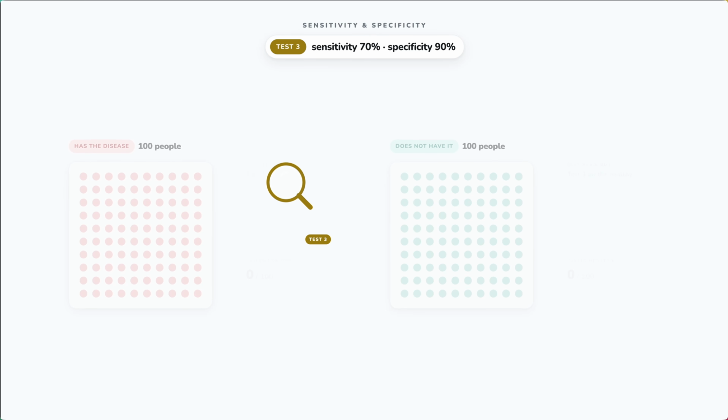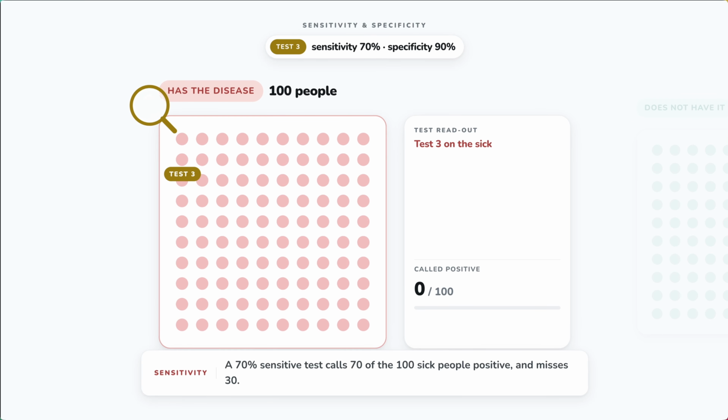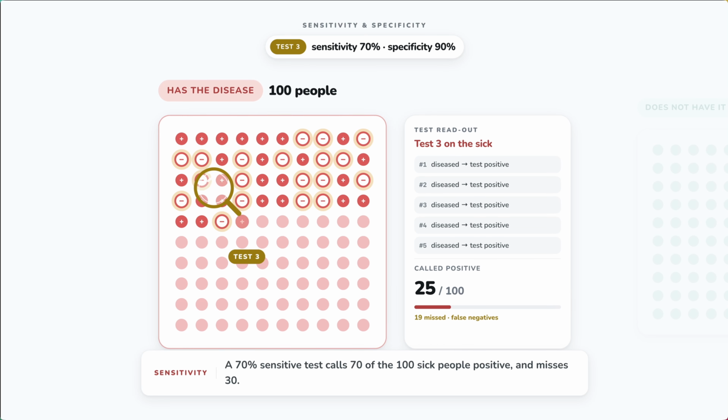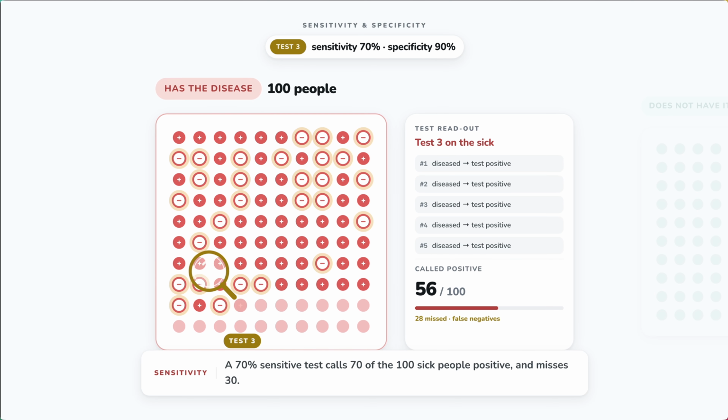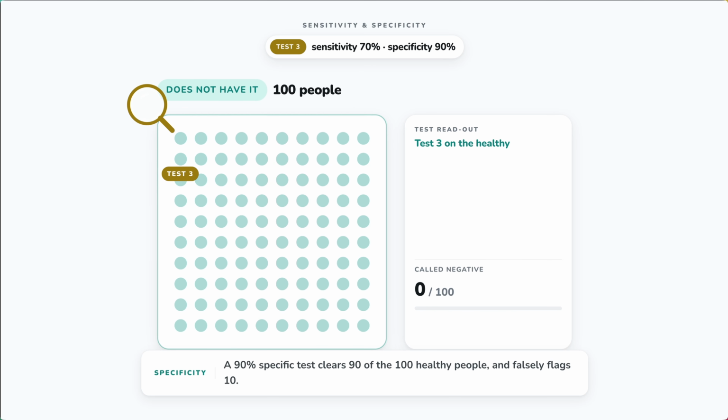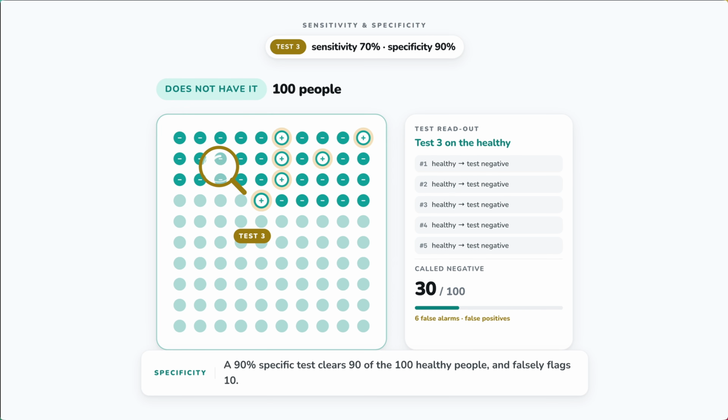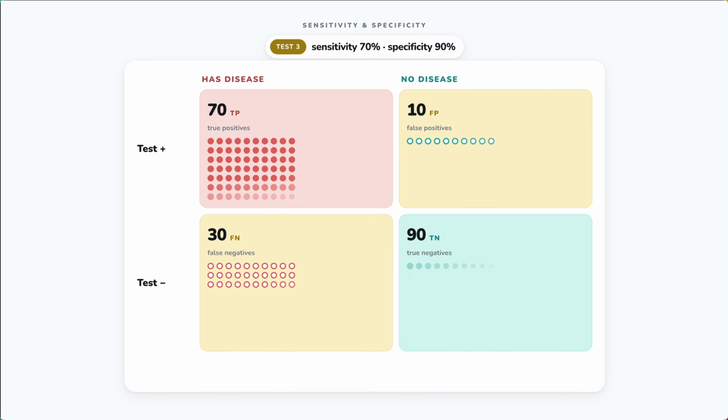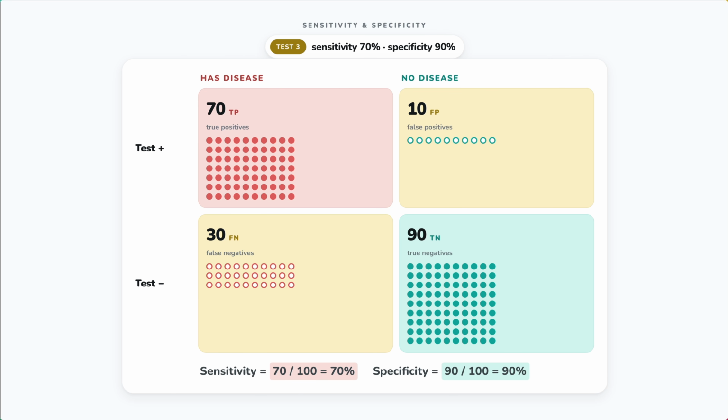Now imagine test 3. This test is 70% sensitive and 90% specific. It would identify 70 out of 100 diseased people in box 1, and it would identify 90 out of 100 healthy people as negatives in box 2. If you prefer a 2x2 table, you can simply convert this visual data into a 2x2 table. Here, box 1 was simply the has disease column, so true positives and false negatives, and box 2 was simply the no disease column, so false positive and true negative.